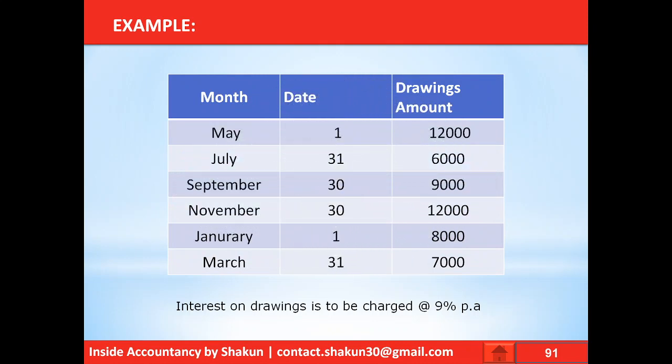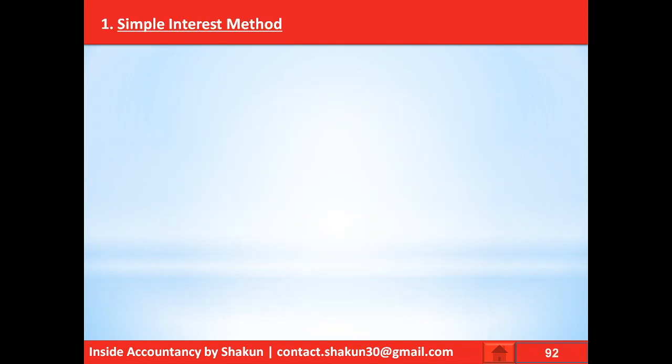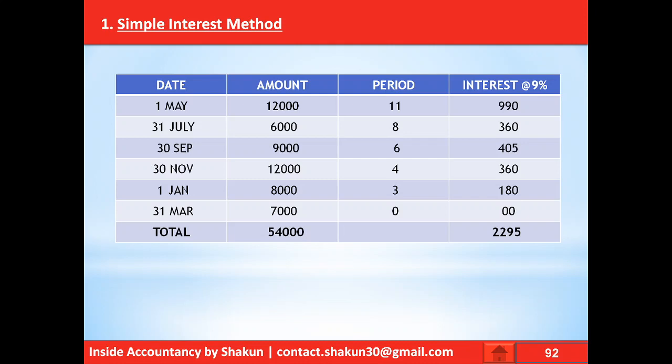This is the question that is given to you. The months are given, the dates are given, and the drawing amount is given. And interest on drawings is to be charged at the rate of 9% per annum. We'll be solving this question through simple method and through product method. When we follow the simple interest method, see the date was given in the question, the amount of drawings was also given in the question. Period we have calculated ourselves.